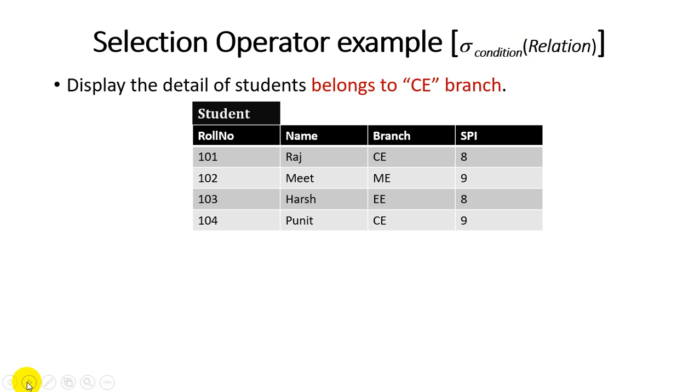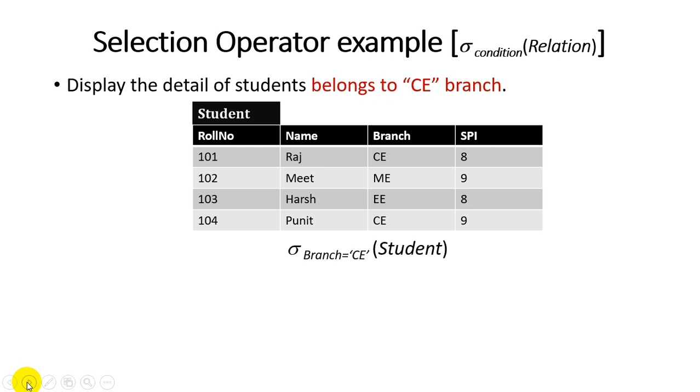Display the details of students who belong to the CE branch. In a particular table, the student relation, there are 4 attributes known as roll number, name, branch and SPI. But a student, or we can say faculty, just wants to find the result of those who belong to the CE branch. This means that in this table there are 4 tuples, or we can say rows.